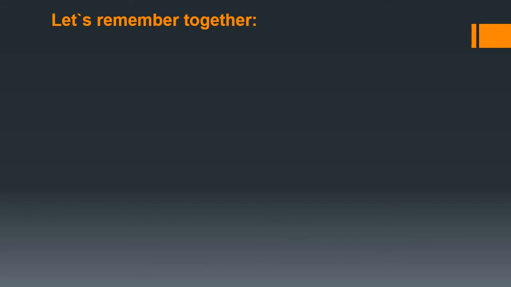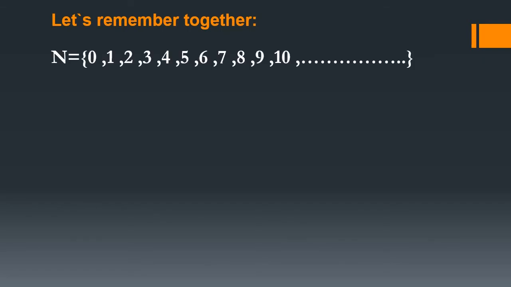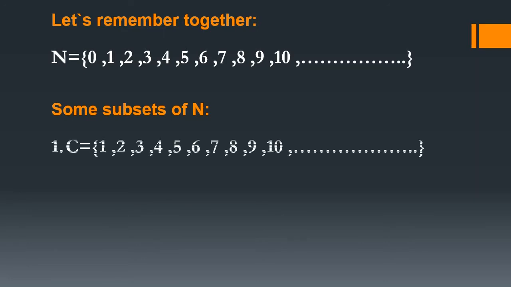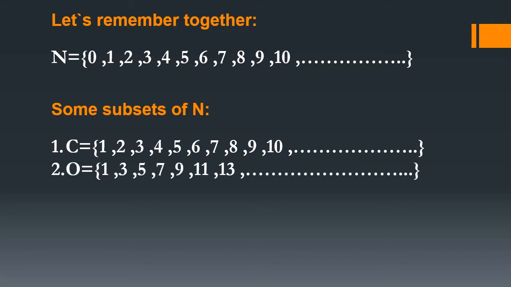Now let's remember together the natural numbers, or the elements of the natural numbers. The elements of the natural numbers are 0, 1, 2, 3, 4, 5, 6, and so on. Some subsets of N we took before: 4 subsets of N. The first, C, or counting numbers. It has the elements 1, 2, 3, 4, 5, 6, and so on.